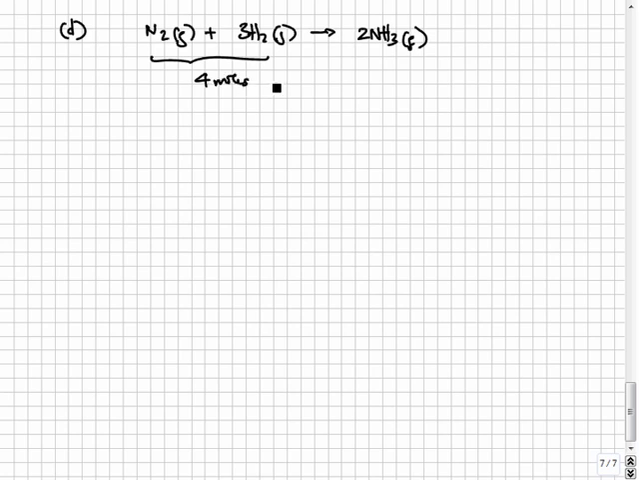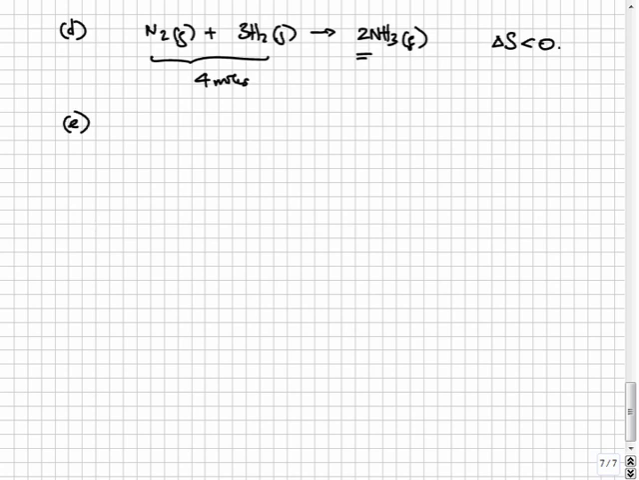D. The balanced equation is N2 + 3H2 going to 2NH3. On the reactant side, you have 4 moles of gases total. On the product side, you only have 2 moles. So the entropy should decrease.